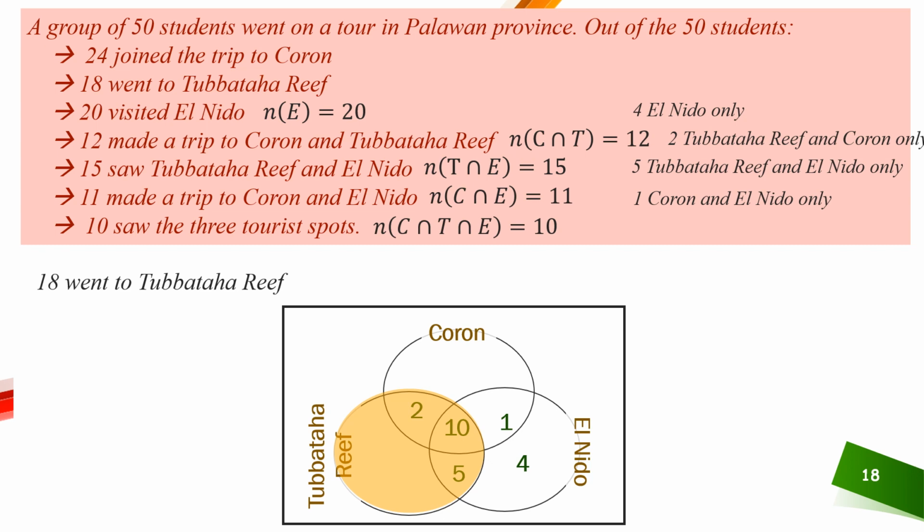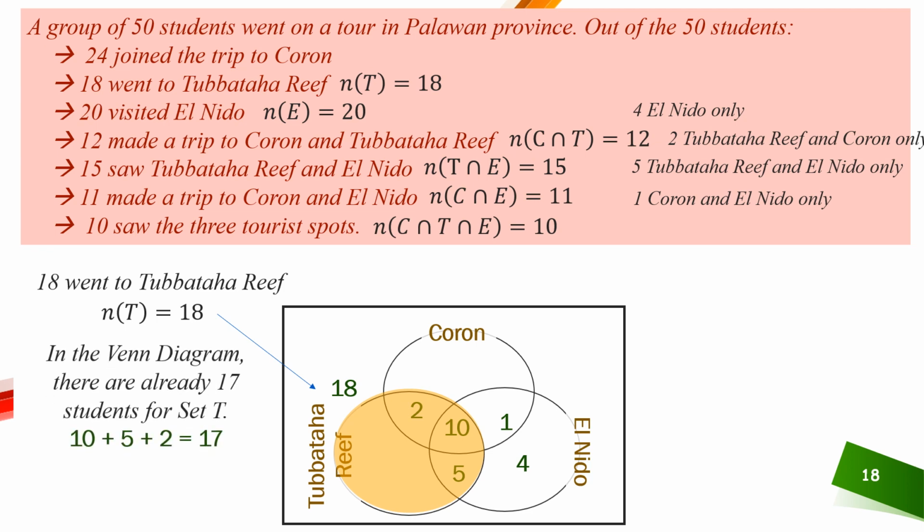Proceed naman tayo sa circle natin for Tubataha Reef. So based on the given, 18 went to Tubataha Reef. Now, on the Venn diagram, meron na tayong 10 plus 5 plus 2 is equal to 17. Meron nang 17 students. Ilan na lang ang kulang? Very good, 1. Therefore, isang estudyante ang pinuntahan niya ay Tubataha Reef lang.